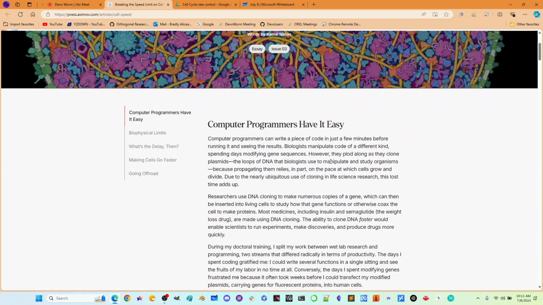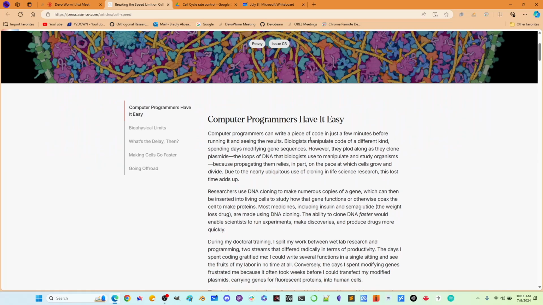So the first part of this is computer programmers have it easy. They talk about computer programmers being able to write a piece of code for just a few minutes before running it and seeing the results. Now contrast this with bioengineers and biologists who do different manipulations of cells and of genes. So biologists manipulate code of a different kind, spending days modifying gene sequences. However, they plod along as they clone plasmids, and this is something you do in a wet lab environment.